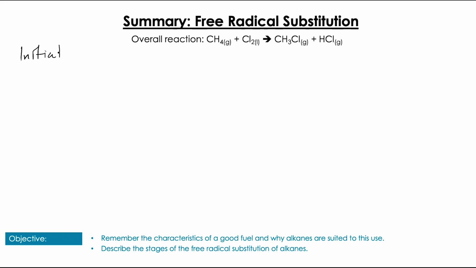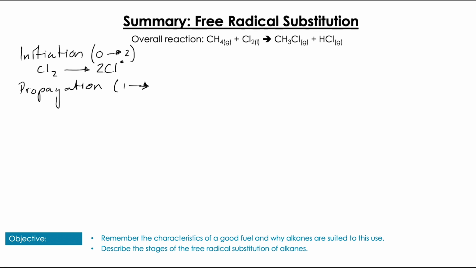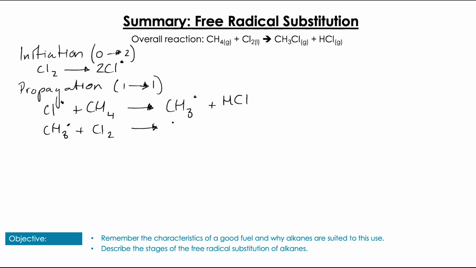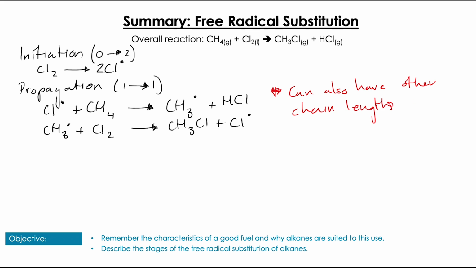So I know this can be a lot, so let's summarize. We've got an overall reaction and we have an initiation step, which goes from 0 radicals to 2 radicals. An example of this is Cl2 to 2Cl. We then have propagation steps in which one radical forms one further radical. This may be something like Cl plus CH4 goes to CH3 radical plus HCl, or it could be something like CH3 radical plus Cl2 goes to CH3Cl plus Cl radical.